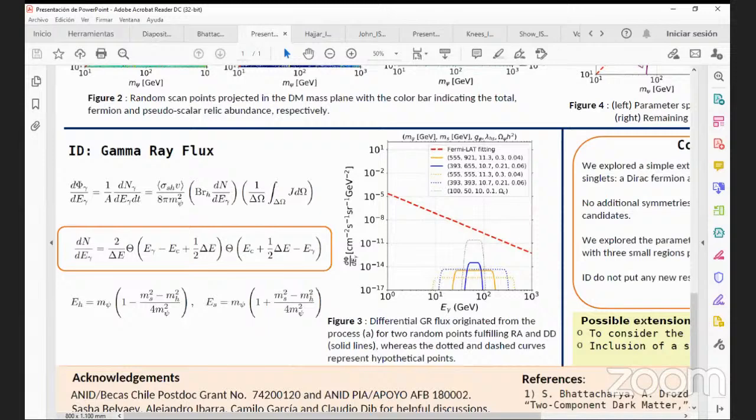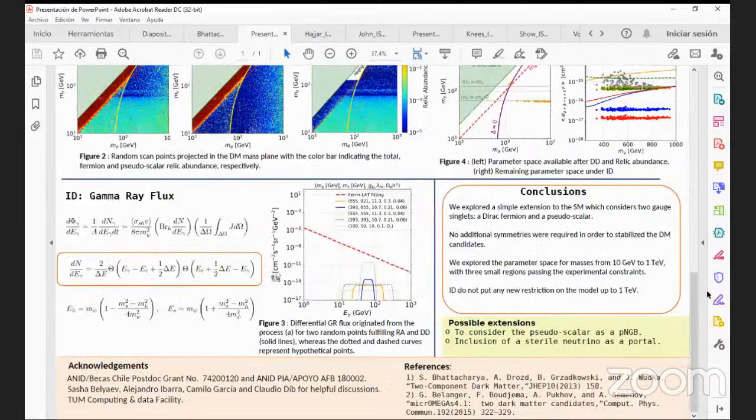As I said, it's a very simple model in which we introduce two gauge singlets. No new symmetries were required in order to stabilize them. We studied the parameters from 10 GeV up to 1 TeV for both particles, and we constrained all the parameter space via relic abundance, Higgs to invisible decay, direct and indirect detection. So that's all. Thanks.